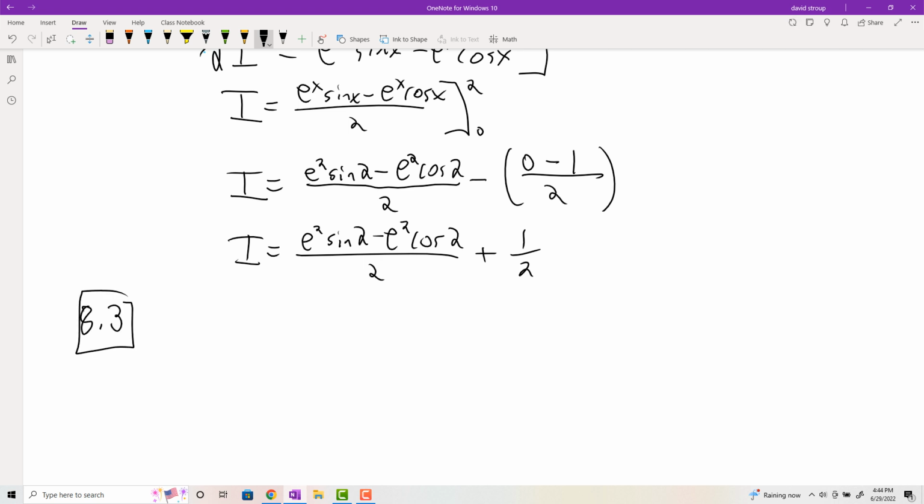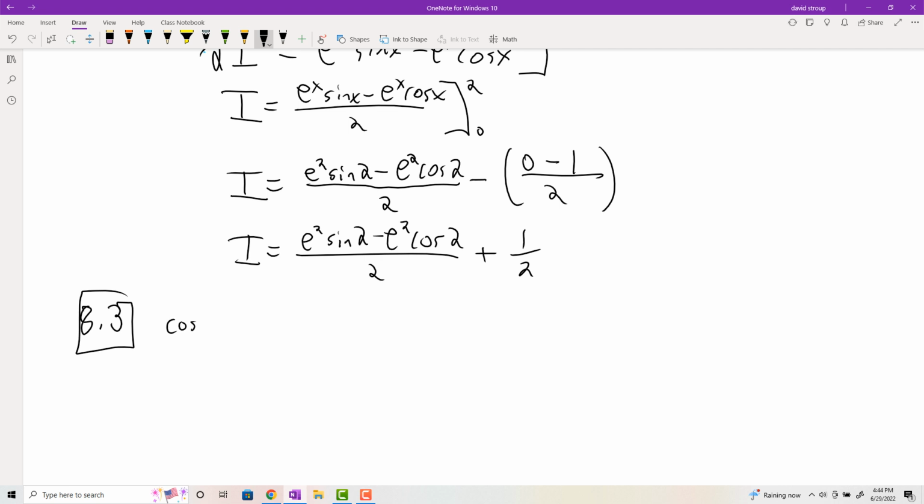Okay. 8.3 is on trig integrals. So you should know those Pythagorean identities. Cosine squared plus sine squared is 1, and then 1 plus tan squared is secant squared, and then 1 plus cotangent squared is cosecant squared. Those guys, and two kind of trig identities you might not remember.